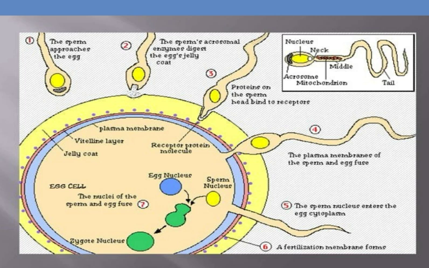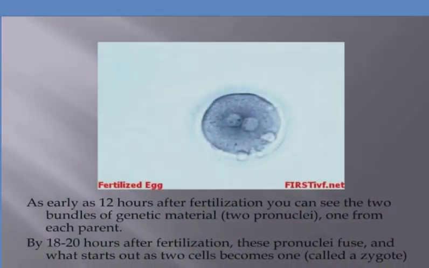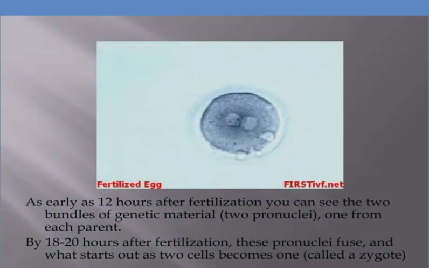Now what would happen if the fertilization does not occur? If the fertilization does not occur, there will be no zygote formation, and the egg will degenerate and shed through the uterine lining. Typically we call it the menstrual cycle.